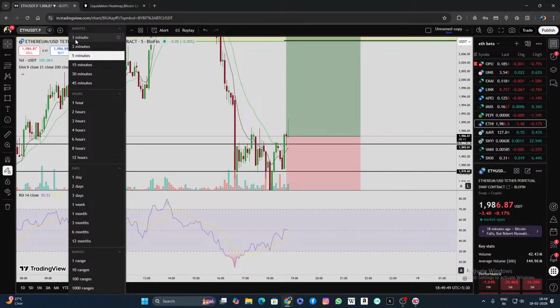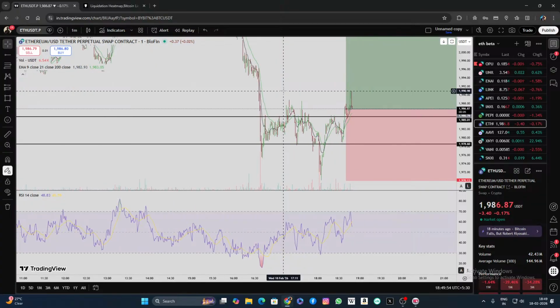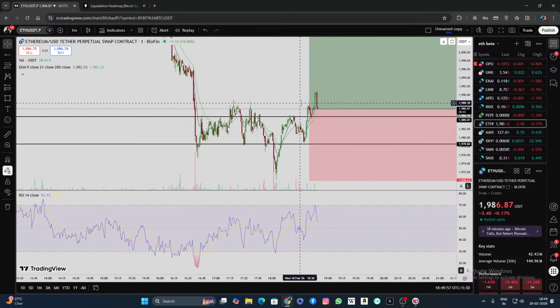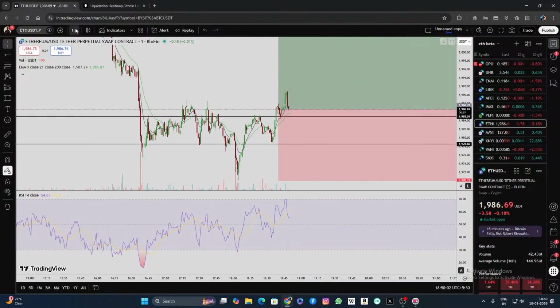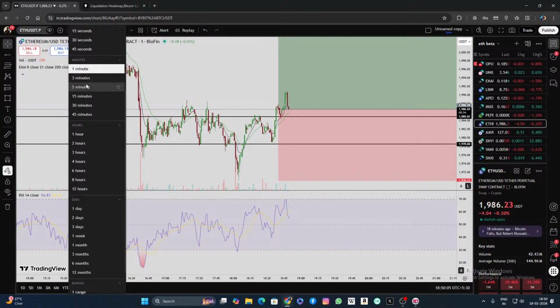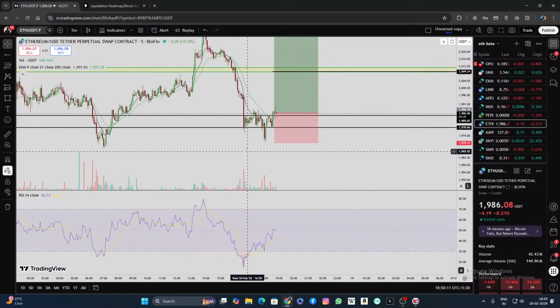And also guys, I will provide swing setups in our group or on my X, but for the scalp I will prefer the live stream. Right now I'm holding an ETH scalp long. Let's see.